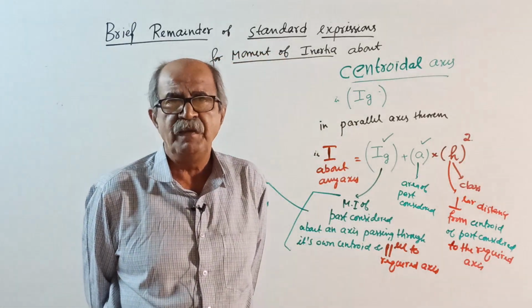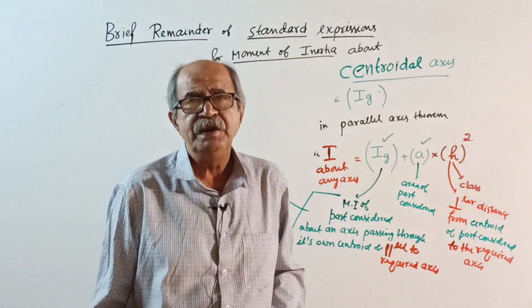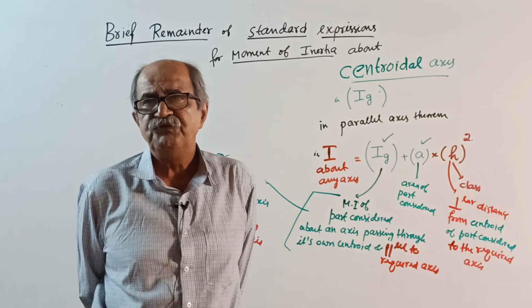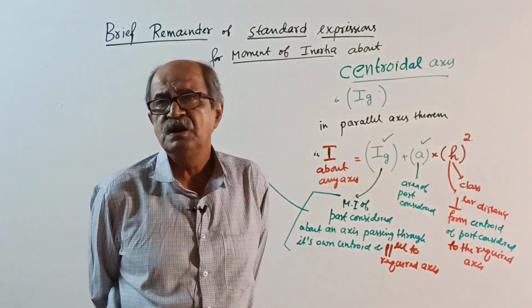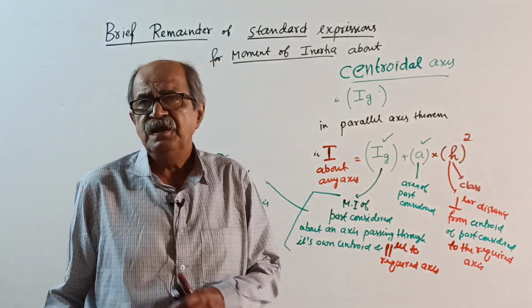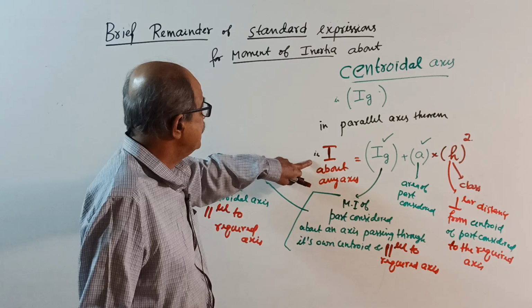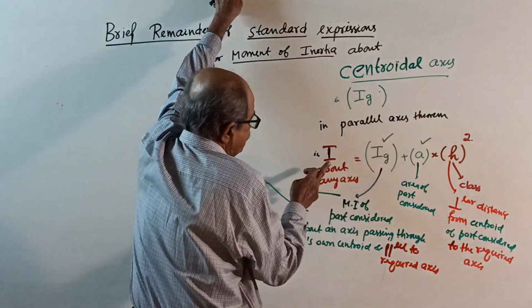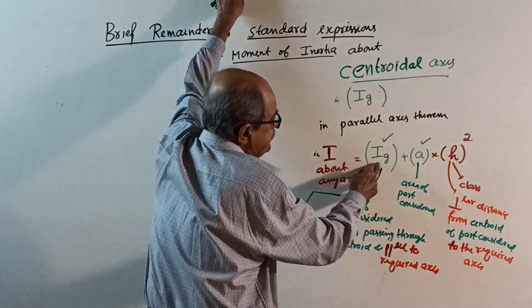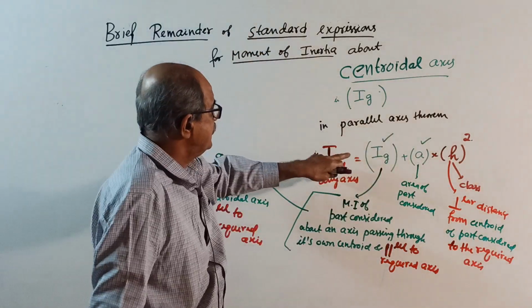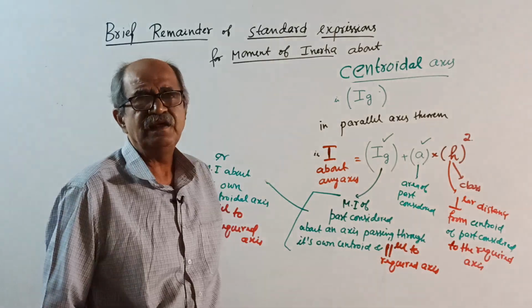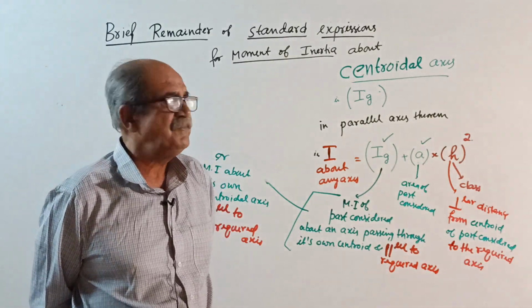Right now we are in the moment of inertia. So many questions are solved, few more are remaining. If you remember, throughout this moment of inertia calculation, you are using the parallel axis theorem: I about any axis equals Ig plus A h square. This was very thoroughly explained earlier many times.